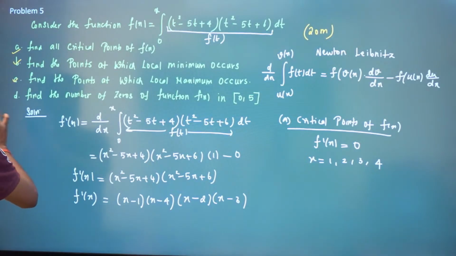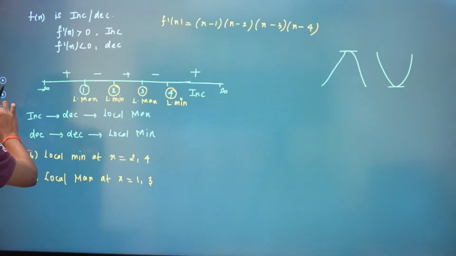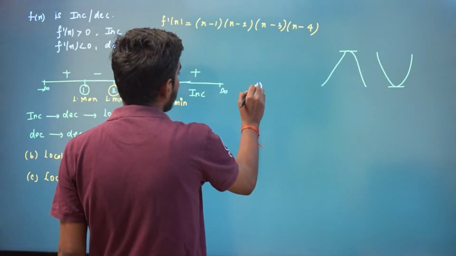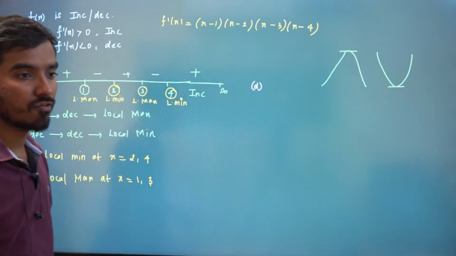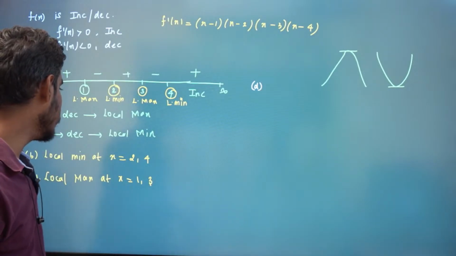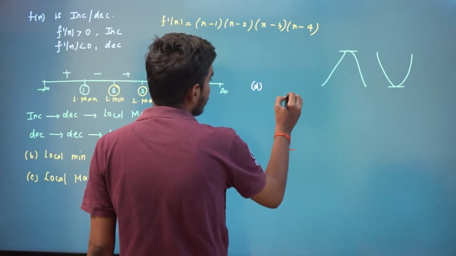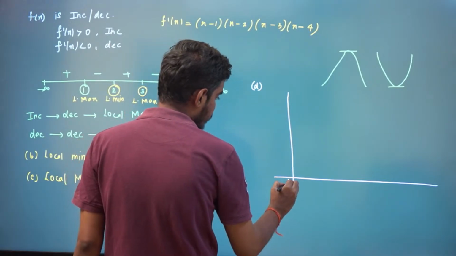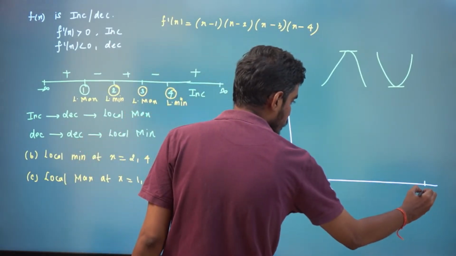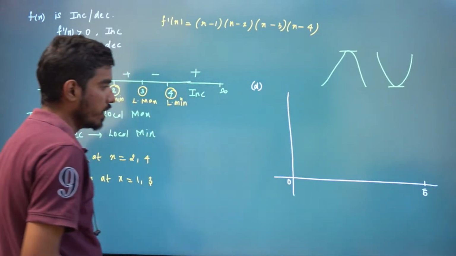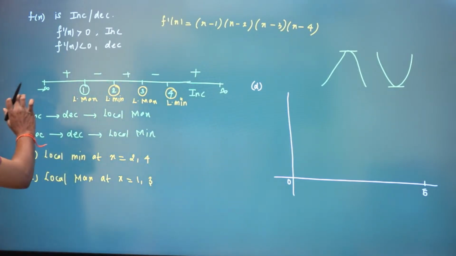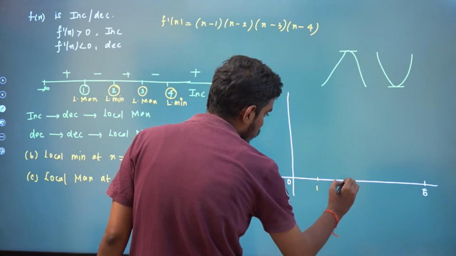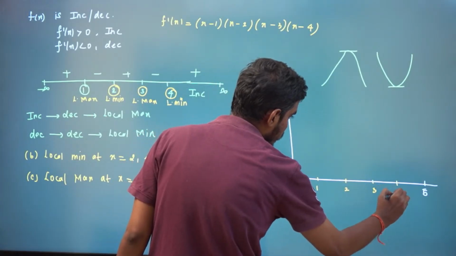Find the number of zeros of the function f of x in the interval 0 to 5. Again, this is time consuming. So what you have to do is find all zeros of the function f of x in the interval 0 to 5. We already know the critical points are 1, 2, 3, and 4.